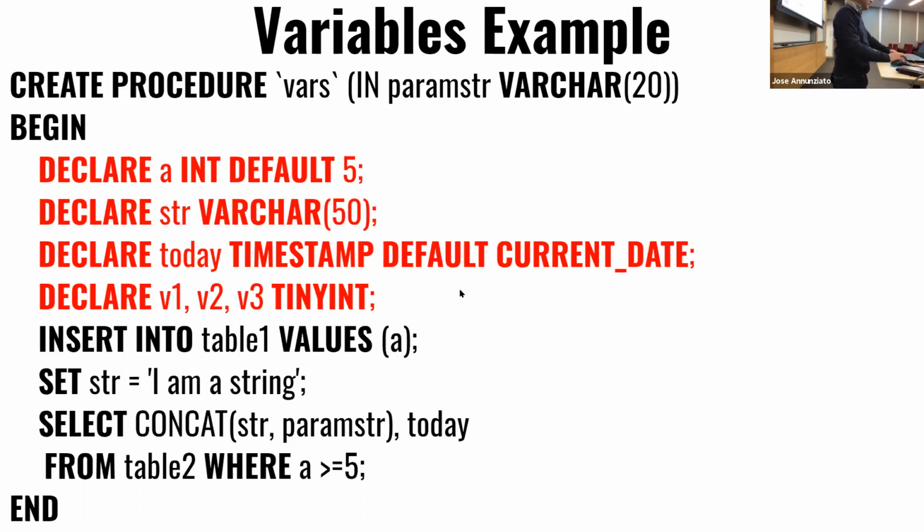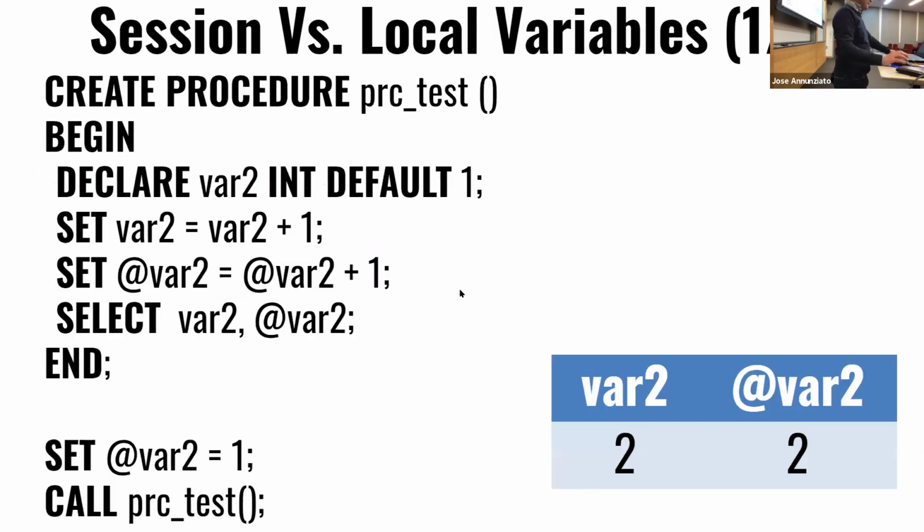So here's an example of declaring a couple of integers, varchar, timestamps, and tiny ints that I can use internally for select, just to check that these variables that I might declare internally only exist within here. We can see the values every time we run.